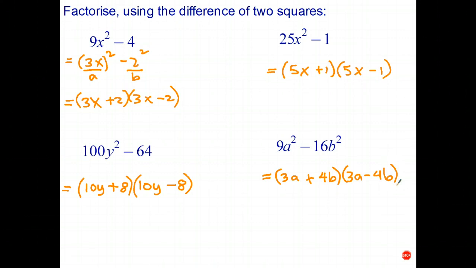So a nice quick way to factorize. If you've got an expression in the form a squared take b squared, that will factorize to the form a plus b in brackets times a minus b in brackets. And in the next video, we'll show you how we use that to help us solve a certain type of quadratic equation.